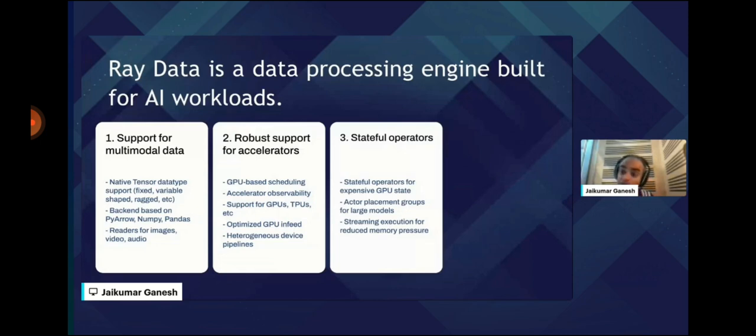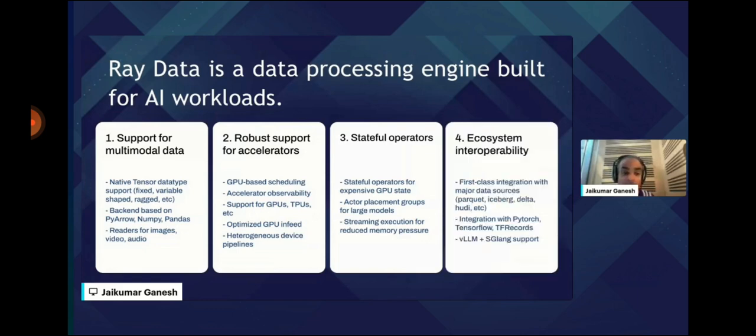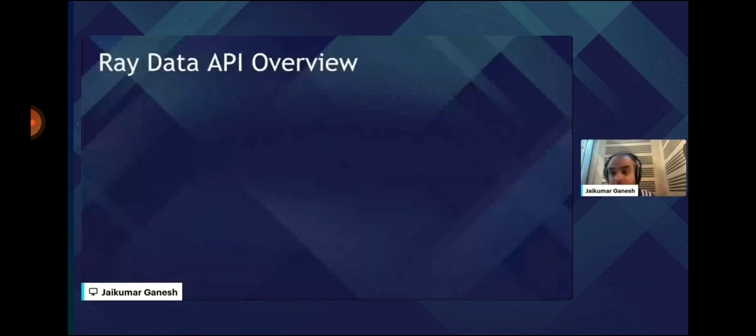Because it's built on Ray core, the popular compute framework, the operators are stateful. We can do things like streaming execution to reduce memory pressure. I'll get into it in more detail. And there's ecosystem interoperability. We work with all the major data sources: Hudi, Delta, Iceberg, Parquet, with PyTorch, TensorFlow, and all the LLM serving engines, vLLM for batch inference.